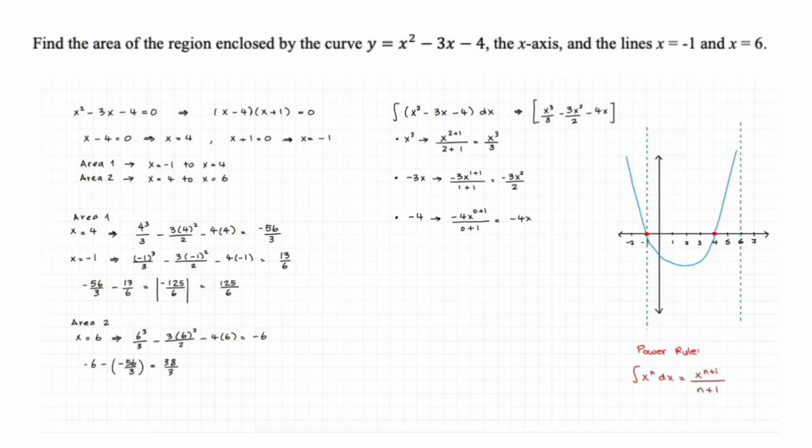Almost there. To find the total area, we add area 1 to area 2. Area equals area 1 plus area 2, equals 125 over 6 plus 38 over 3, which equals 67 over 2. So our total area is 67 over 2 square units.